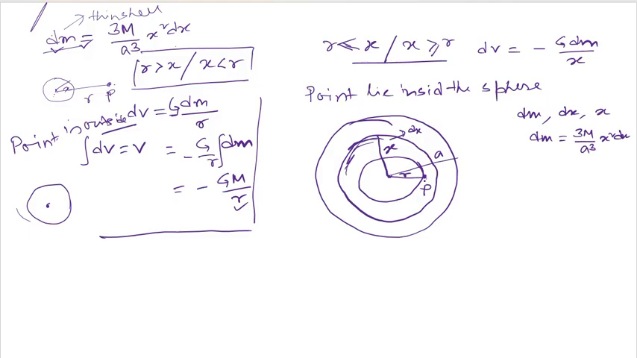Now the point is inside. Up to this sphere with radius r, the point looks like it is on the surface of the sphere.